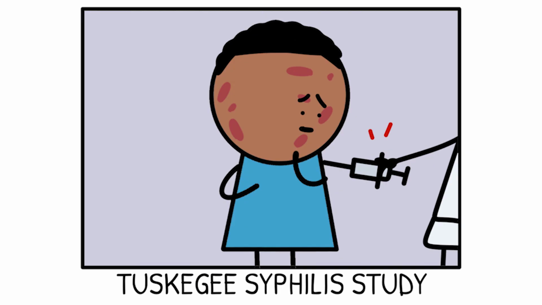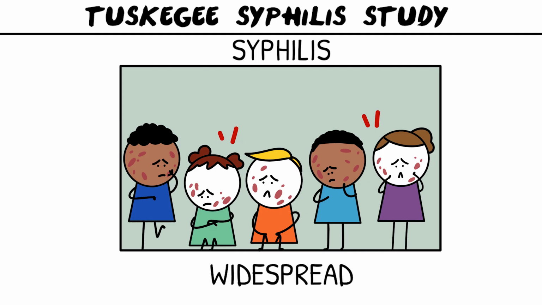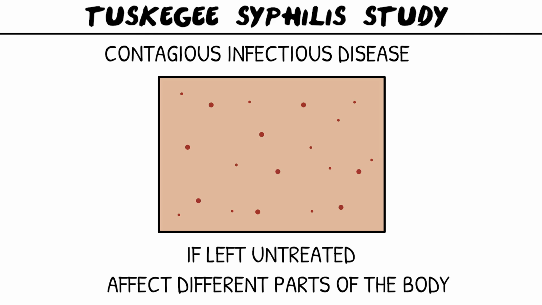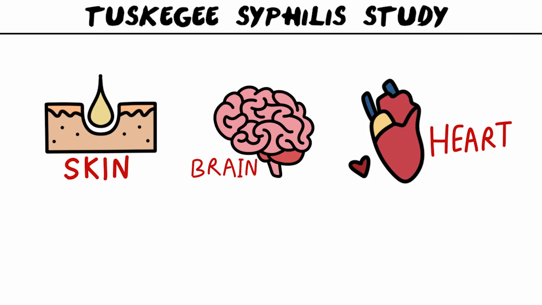Tuskegee syphilis study. At that time, a disease called syphilis was widespread among people. It was a contagious, infectious disease that, if left untreated, could gradually affect different parts of the body, including the skin, brain, and heart, and could eventually lead to death.